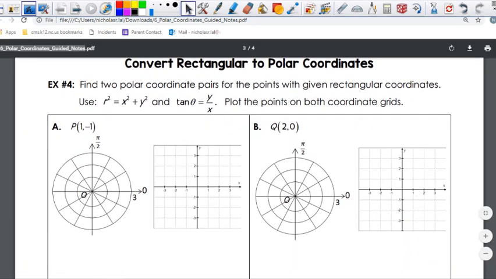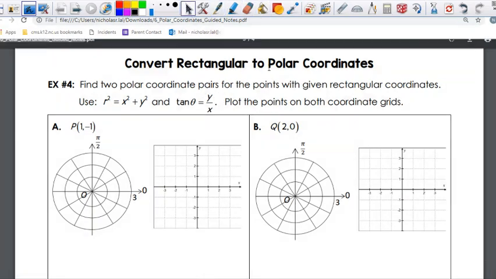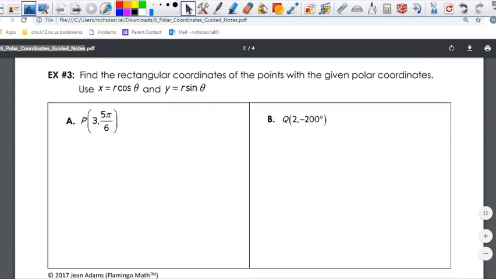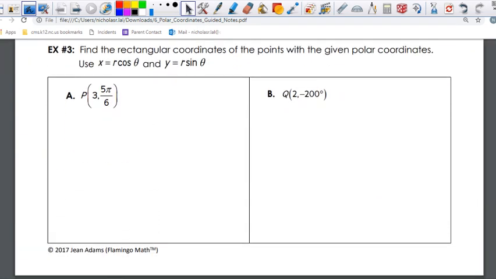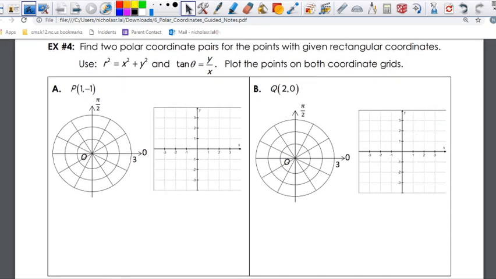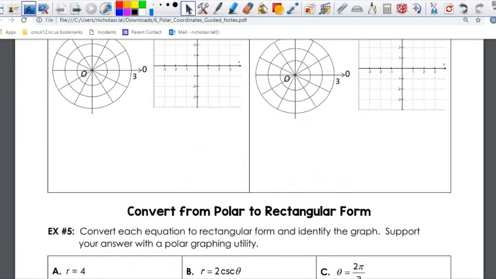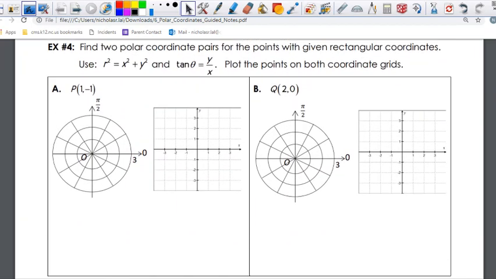Converting from rectangular to polar coordinates. All right. Find two polar coordinate pairs for the points with the given rectangular coordinates. Use r squared is equal to x squared plus y squared, and the tangent of theta is equal to y over x. Plot the points on both coordinate grids. This is converting from rectangular. We just converted. We found the rectangular coordinates from the polar coordinates. And now we're going to convert. So we just converted from polar to rectangular. Now we're going to convert from rectangular to polar.